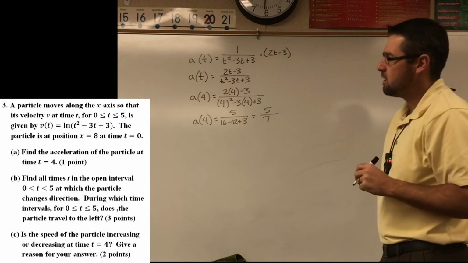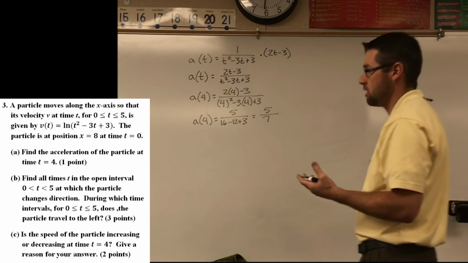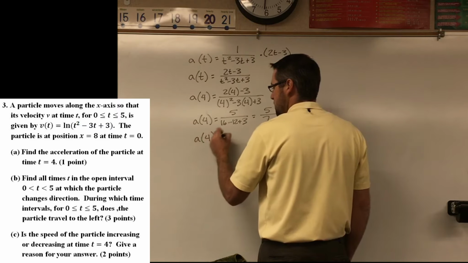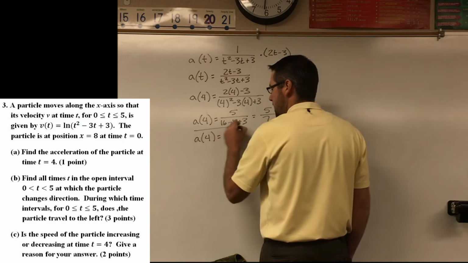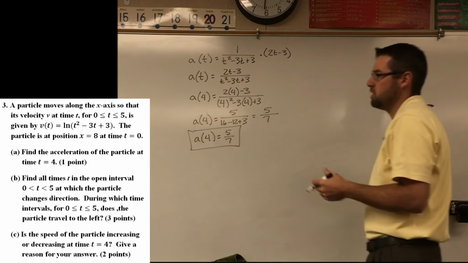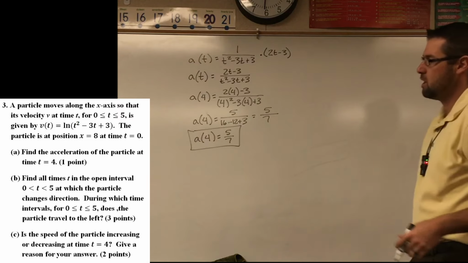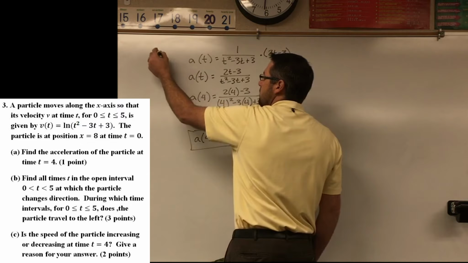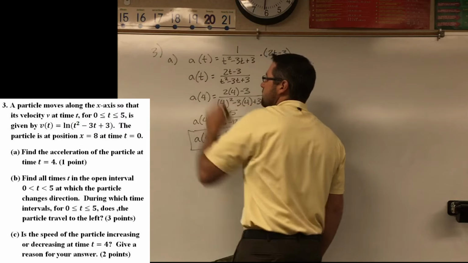Is there units indicated in this problem? No. So our acceleration when t equals 4 is 5 over 7. And that is our answer for part A. Notice it's worth 1 point, so you got to be able to take the derivative correctly and get the correct answer. So number 3, and this is part A. Okay.